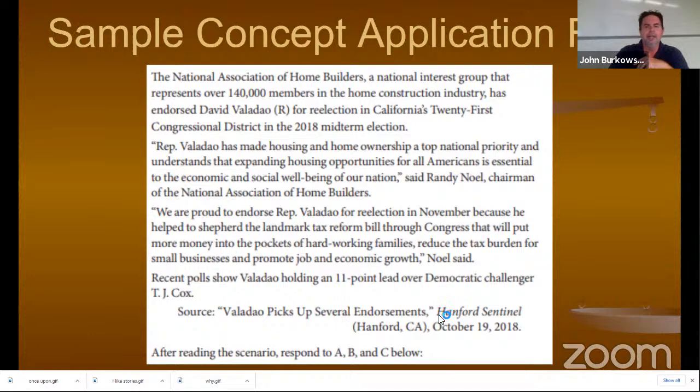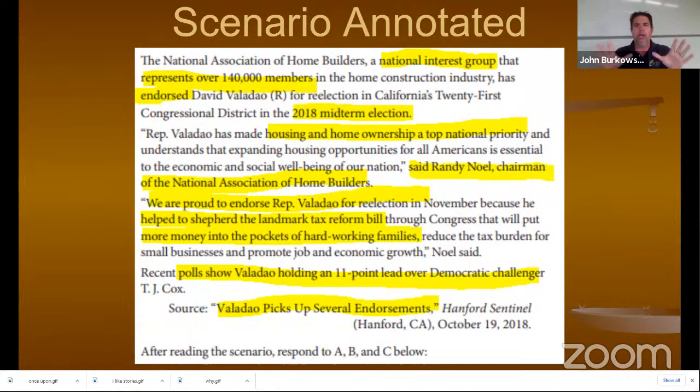What should you do when you get this scenario? Obviously, you've got to read it. But when you read it, you might want to do this. Now, you won't be able to have a highlighter on the paper exam. Everybody got that? You cannot have a highlighter. Please, let me just clarify that.